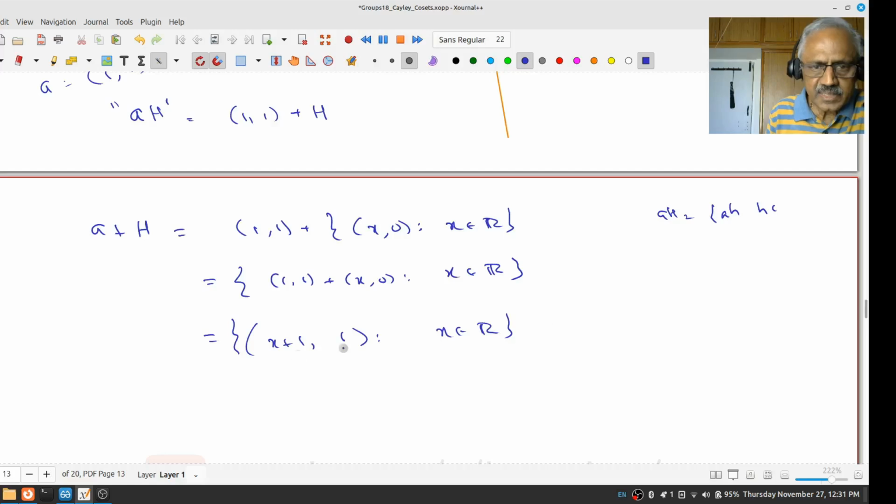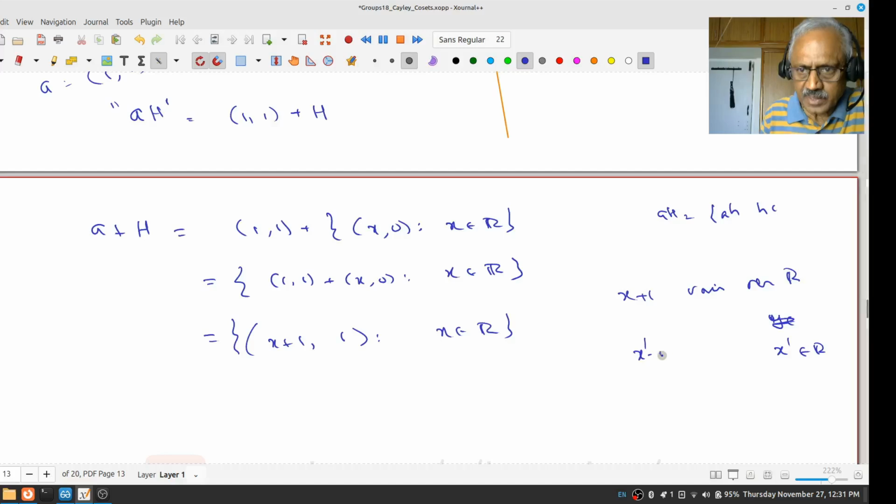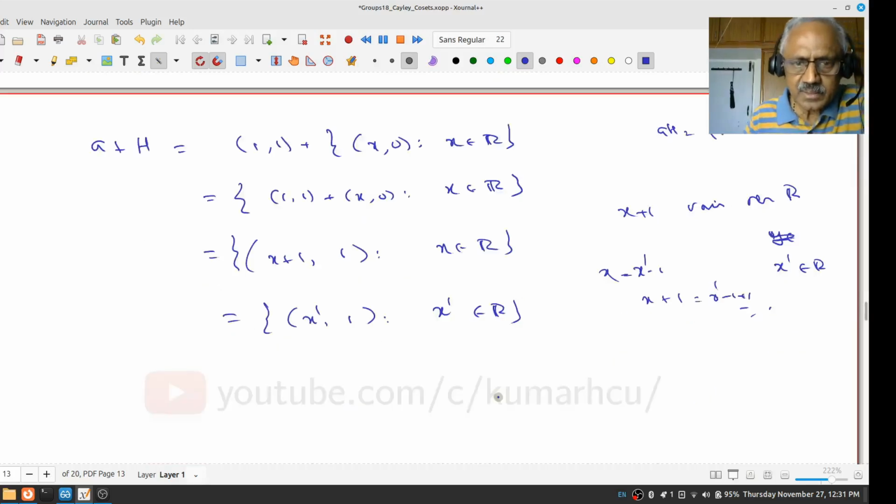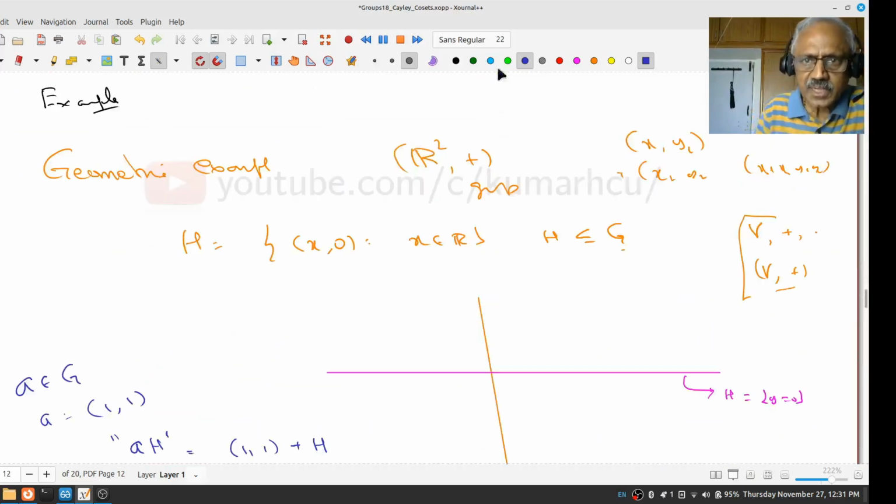Now notice that as x varies over R, x plus 1 will vary over R completely, right? That is, if you give me any x dash in R, I can find x dash minus 1, take it as an x, then x plus 1 will be x dash minus 1 plus 1, which is x dash. Therefore, this is the same as (x dash, 1) as x dash varies over R. So, geometrically, this is this line.